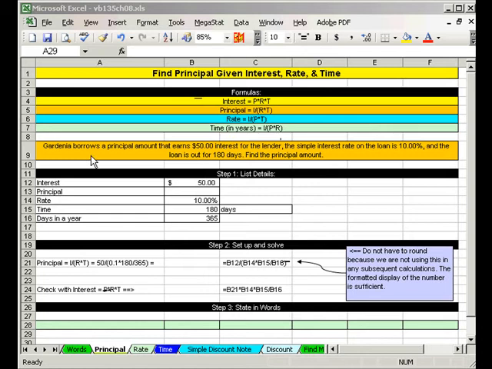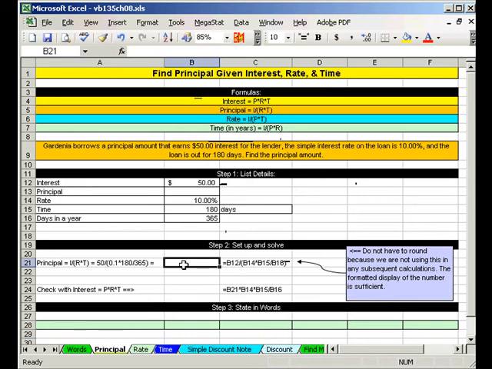Here's our first example, and we're going to solve for the orange one, principal. Gardenia borrows a principal amount that earns $50 interest for the lender. The simple interest rate on the loan is 10%, and the loan is out for 180 days. Find the principal amount. So we're going to use this one: interest divided by rate times time. We've listed our variables here. Let's come on down here.